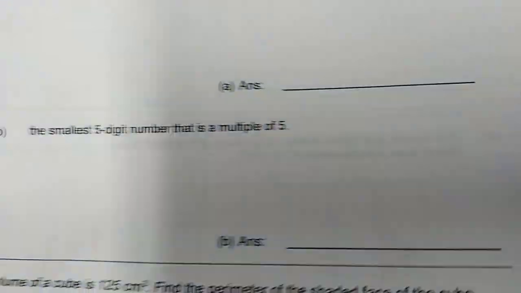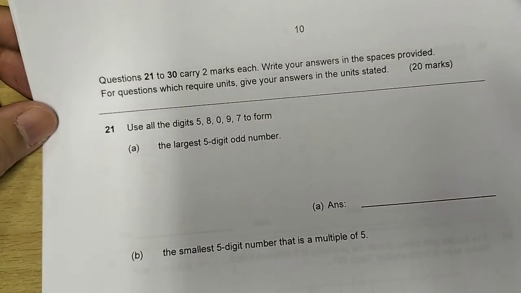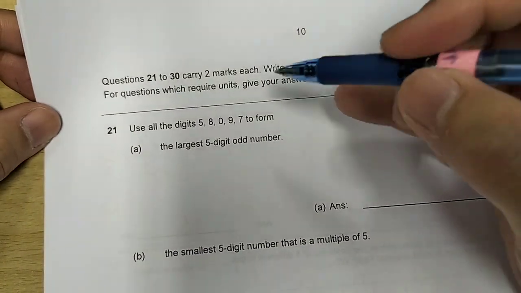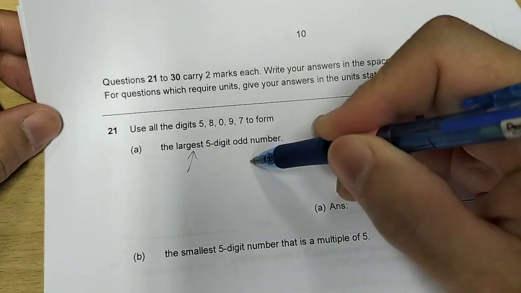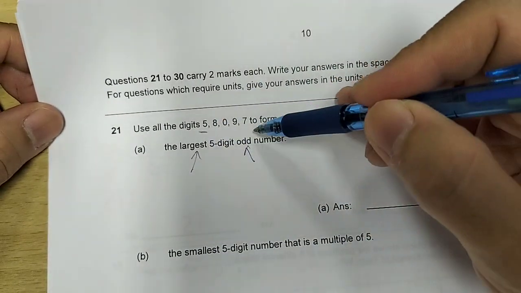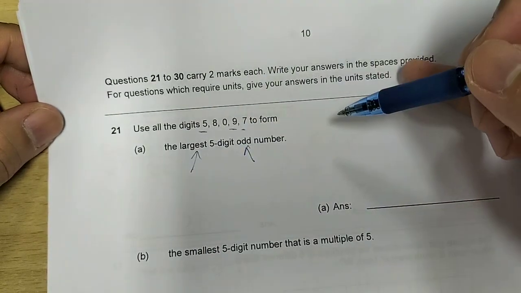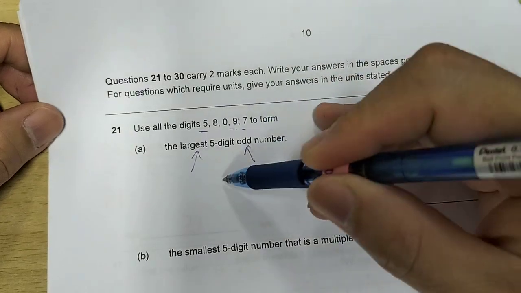Now we're done with the easy part of Section B. Now let's go to the 2-mark section. Use all the digits here to form the largest 5-digit odd number. So you have 2 conditions. One must be largest, one is odd number. Now odd number, let's take a look. This is an odd number. This is an odd number. If I want the largest odd number, I must put my 9 in front.